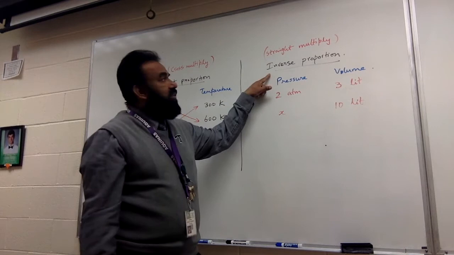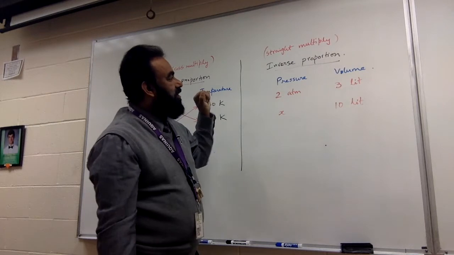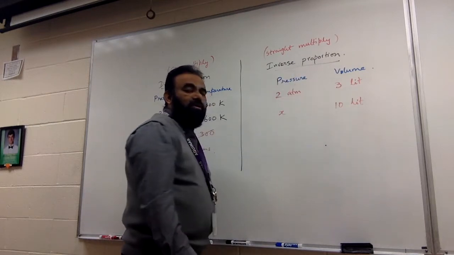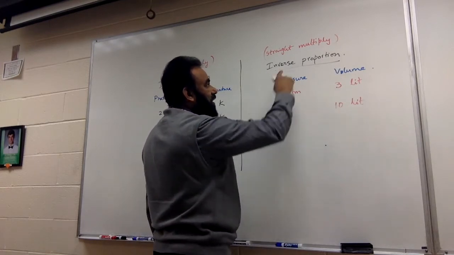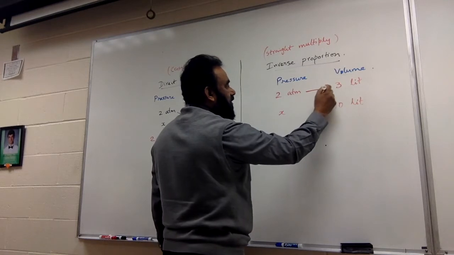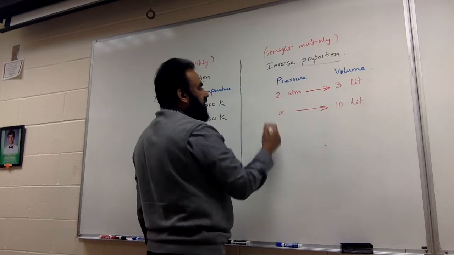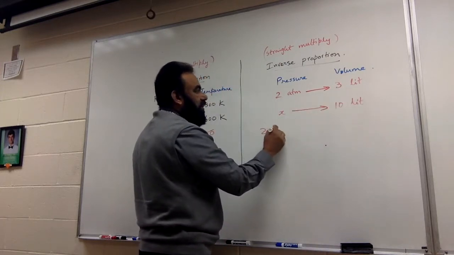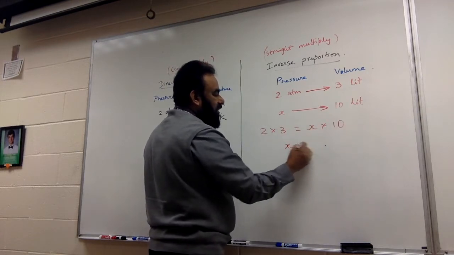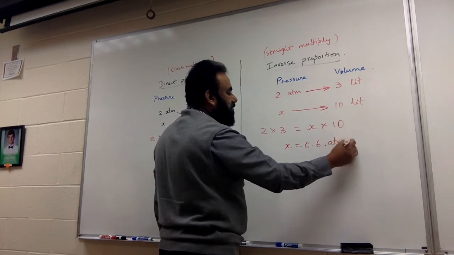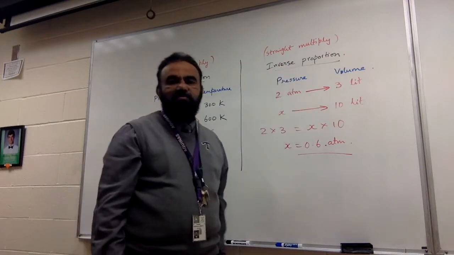And over here, we talk about inverse proportion. So for inverse proportion, you do the straight multiply. I'll explain to you this. Now, what is inverse proportion? When one goes up, the other goes down, and vice versa. So this is called an inverse proportion. For that, what you do is put straight arrows, and then start from the left-hand top corner and just follow these arrows. 2 times 3 is equal to x times 10. And so you get x as 0.6 atmospheres. So we solve problems by just using this simple concept.